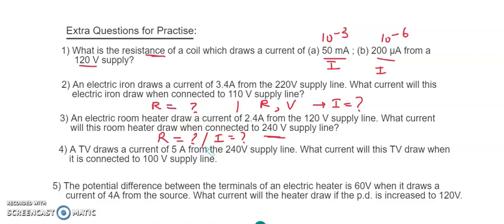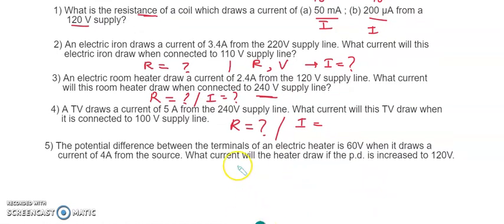Am I clear? Okay. The fourth one, again: the TV draws a current of 5 ampere from 240 volt. What current will the TV draw when there is 100 volt? The same scenario. I have my I, I have my V. So the first step is to find the resistance of the TV. The resistance of the TV is not changing, but the supply voltage is changing. So when the voltage is changing, I need to find the current. What is the same? Resistance is the same. Use the resistance that you found in the first step, apply it here and find the current flow. Clear?